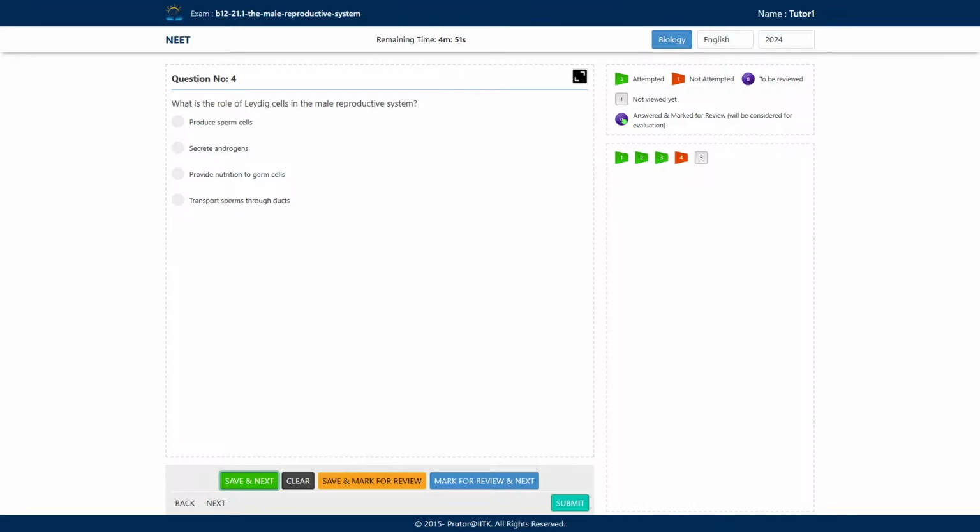Option number 1 is produce sperm cells. Second one, do they secrete androgens? What are androgens? They are the male hormones such as testosterone. This testosterone is very important for development of secondary sexual characteristics and also important for the process of spermatogenesis. The next one is, do they provide nutrition to the germ cells? And the fourth one is, they are involved in the transport of sperms through the ducts. So what would be the correct answer?